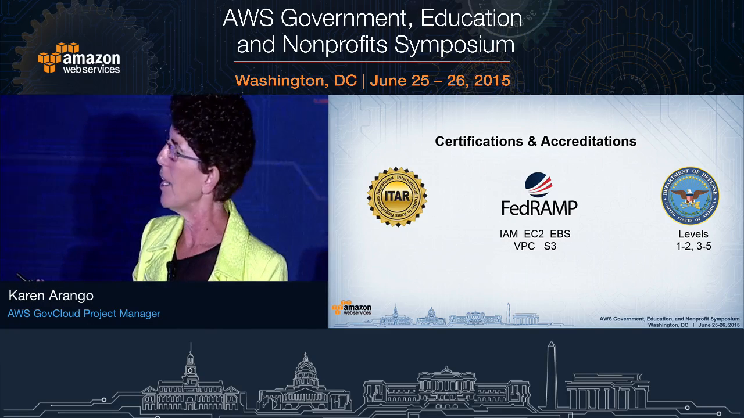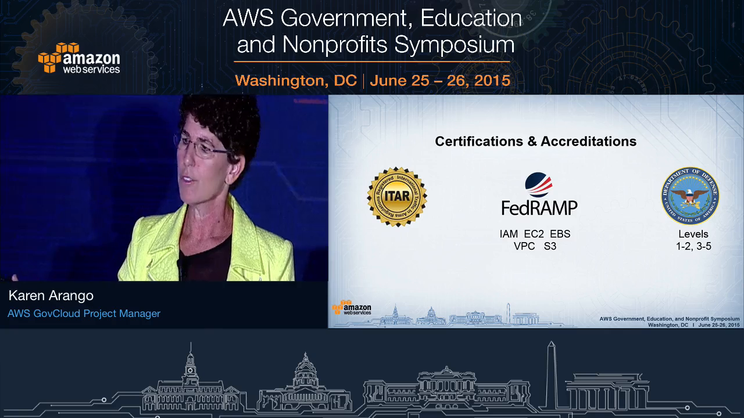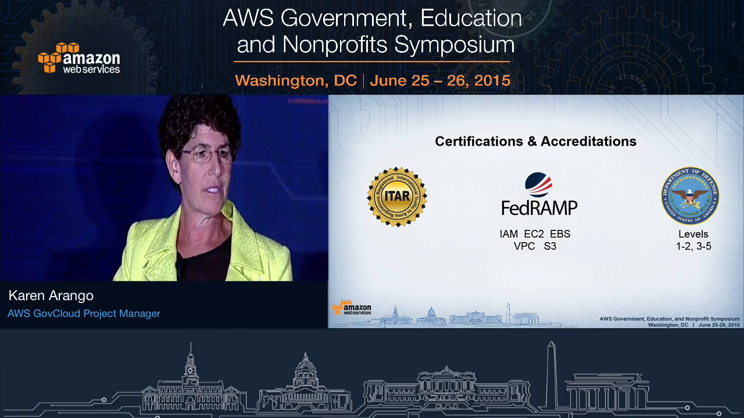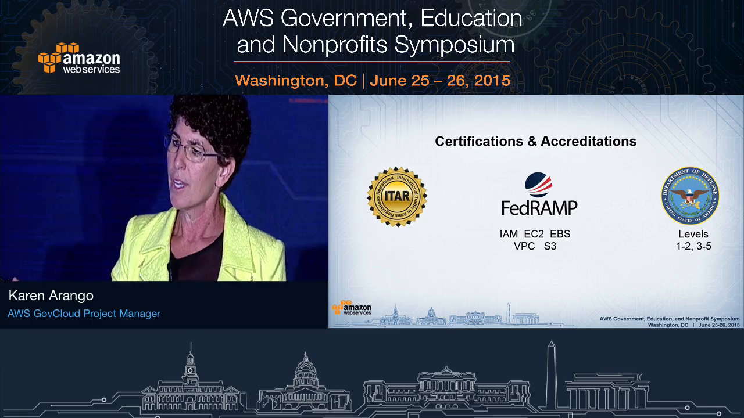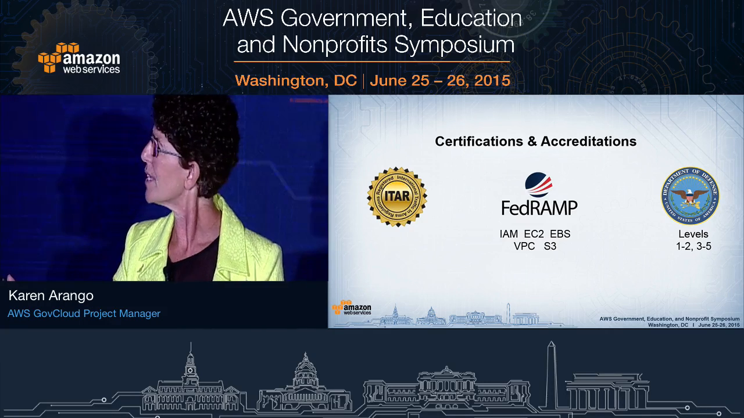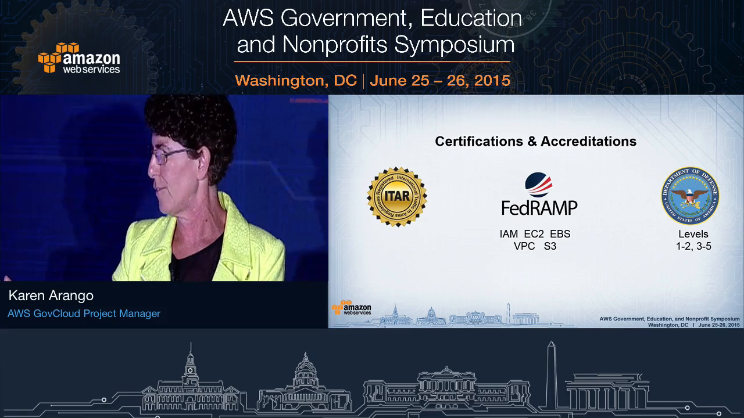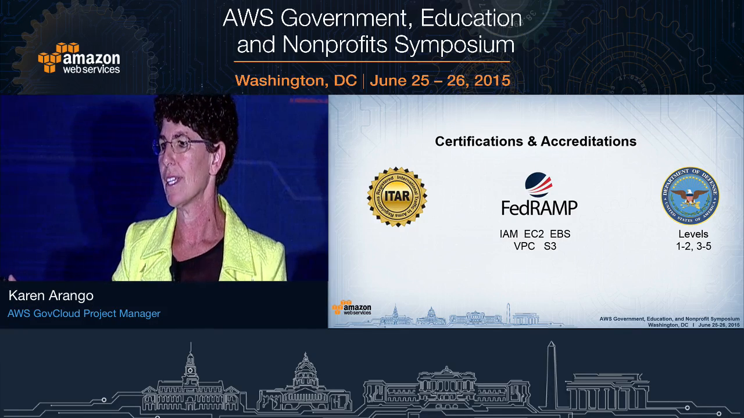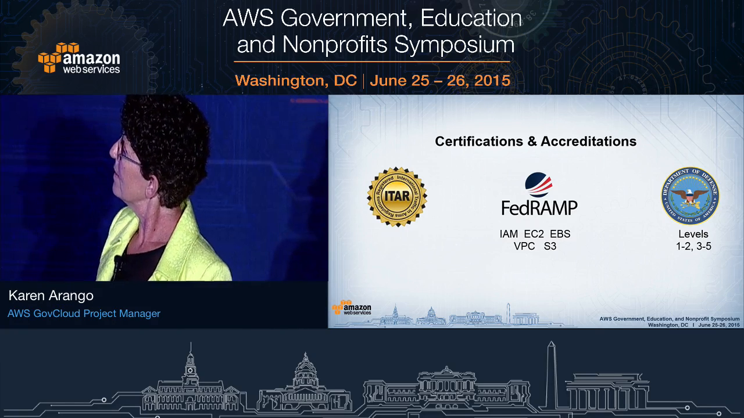And then we have DoD, the cloud security model. There's levels 1 and 2, which are public-facing data, and levels 3 through 5 can be run in the GovCloud region. So that's mission-critical data. Everything up to and including FOUO data, no classified data. I think level 6 is the classified data. Yep.